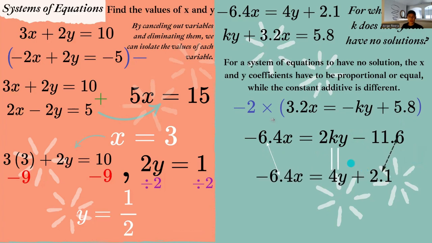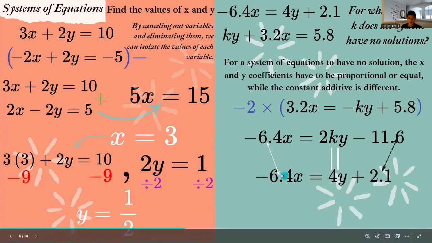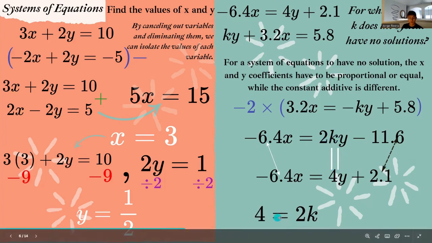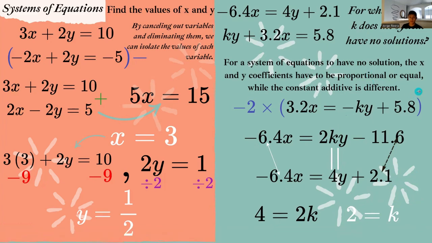So if we take the first equation, basically what we see here is that it's almost perfectly analogous, right? We have negative 6.4 and we have a negative 6.4 over here. And then over here we have a 4y and a 2k, right? And k could be anything, but we see the constant additives are not proportional, they're completely different. So we need a value of k which multiplied by 2 gives you 4. This is going to be 4 equals 2k. So we just solve for k, and k is going to be equal to 2. So if k is equal to 2, then there is no solution.